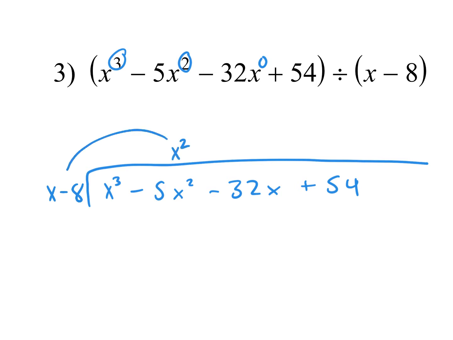Then we multiply. X squared times x is x cubed, and x squared times negative 8? Negative 8x squared. What's next? Change a sign, and combine. So the x cubes cancel. And what's negative 5x squared plus 8x squared? 3x squared.